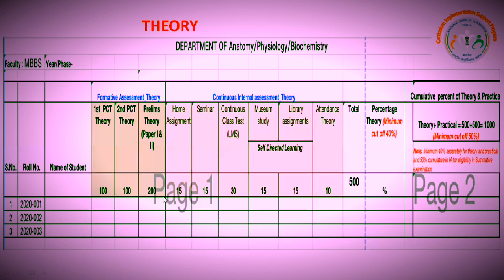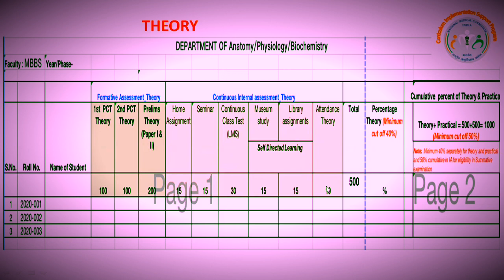But continuous internal assessment rounds up to about 100 marks, and it has been subdivided further. There's a clear demarcation. Home assignments are allotted 15 marks, seminar 15 marks, continuous class test 30 marks, and self-directed learning, which is further divided into museum study and library assignments, 15 marks each, and theory attendance 10 marks, which contributes a total of 500 marks.